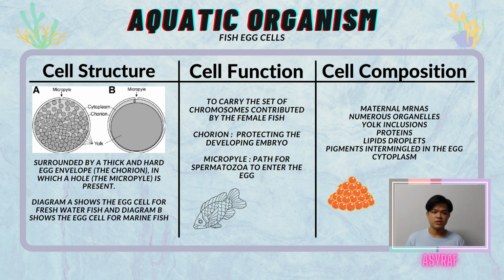For the cell structure of the fish egg cell, it is surrounded by a hard and thick egg envelope called the chorion, in which a hole, the micropyle, is present. Diagram A shows the egg cells for freshwater fish and diagram B shows the egg cells for marine fish.